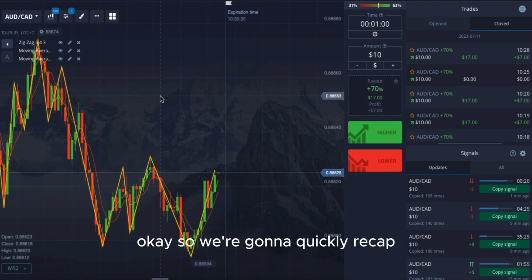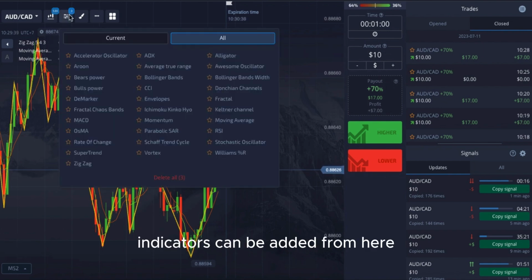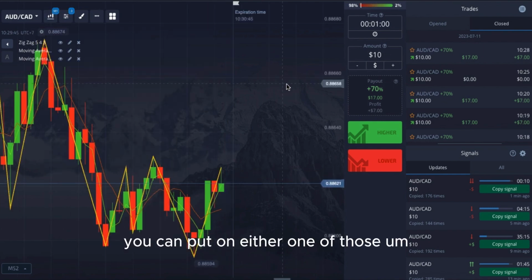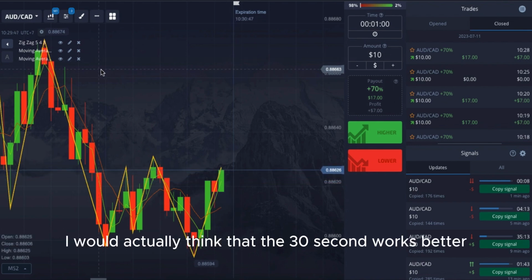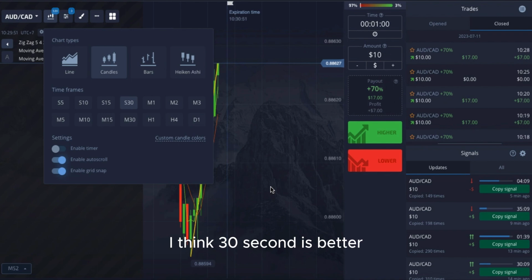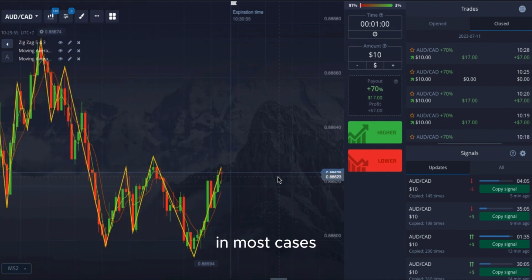Okay, so we're going to quickly recap what are the settings. Indicators can be added from here. The ideal time frame is the M1 or the 30-second. You can put it on either one of those. I would actually think that the 30-second works better after some trial and error. I think 30-second is better because we can get a better entry in most cases.